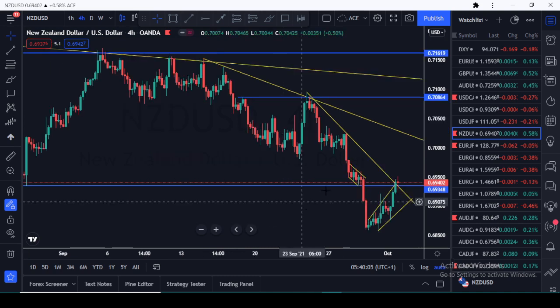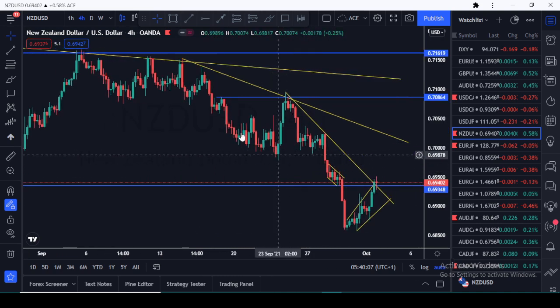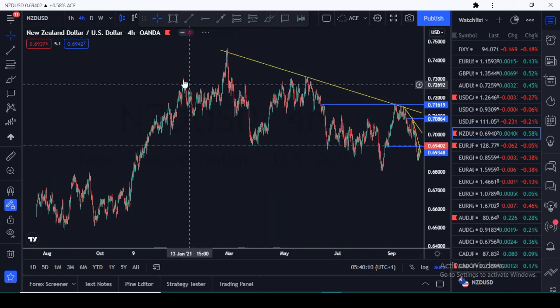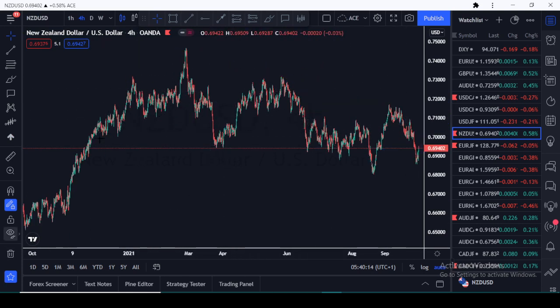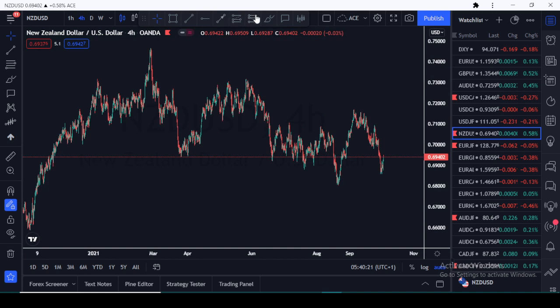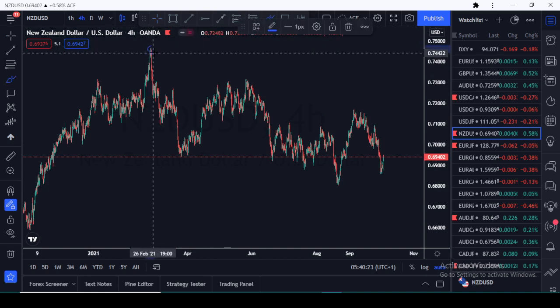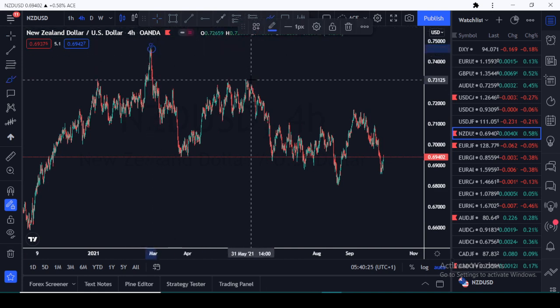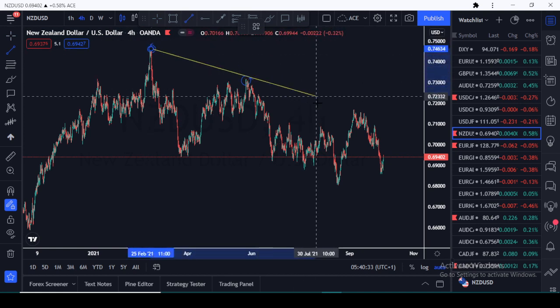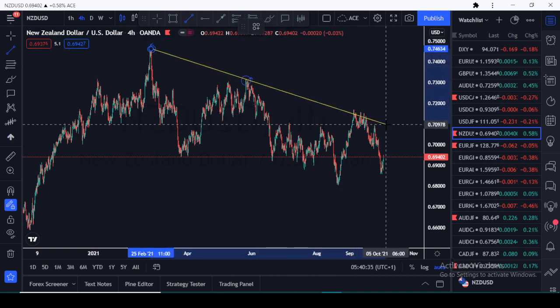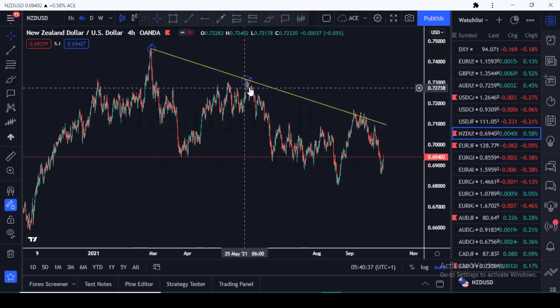This is another example. Please let me clear this. So we are currently forming lower lows and lower highs. We got our highest points here and our second highest points here. So what we simply do is pick our trend line, come from this top, put it here and extend it forward. As you can see, we had our first touch, second touch.